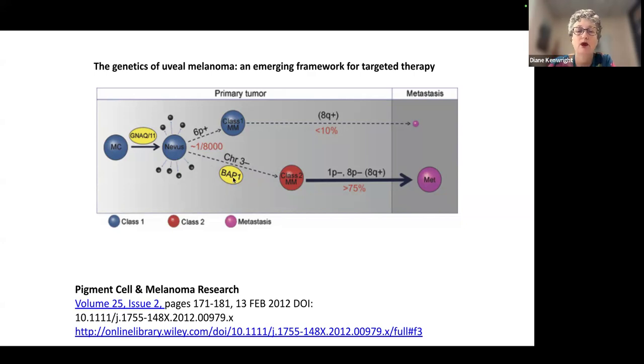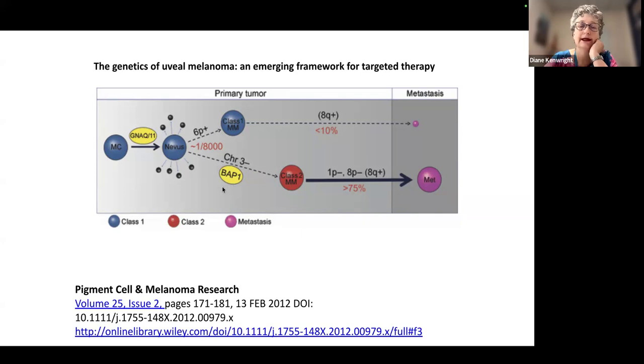And by looking at BAP1, which is on chromosome 3, we can determine just by immunohistochemistry, which is fast and cheap, whether this is going to be a well or a poorly performing melanoma. And of course, they then gain lots of other mutations. In old literature, you might see class 1 and class 2 melanomas, and it's mainly depending on whether it has chromosome 3 or not.